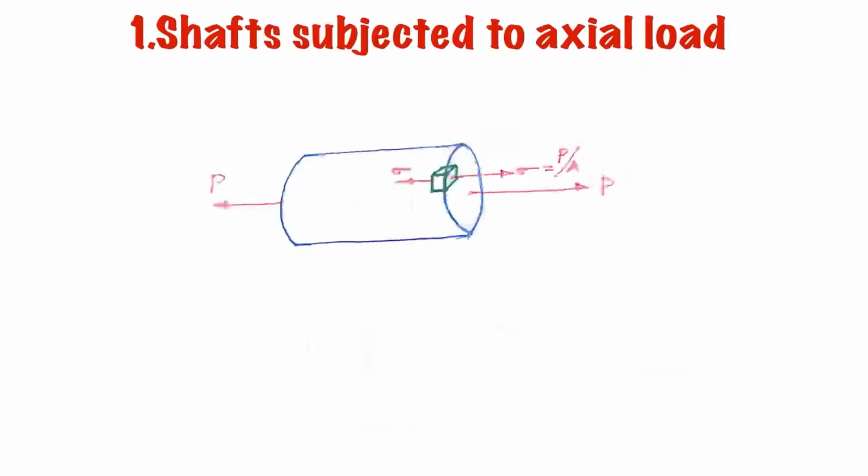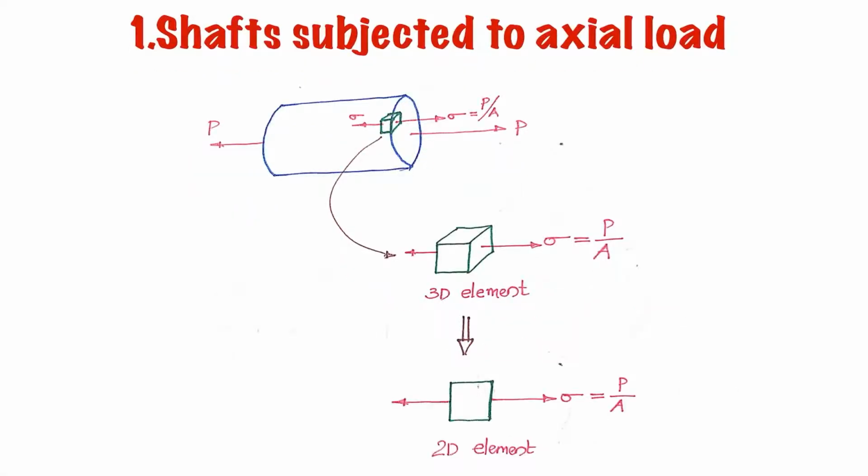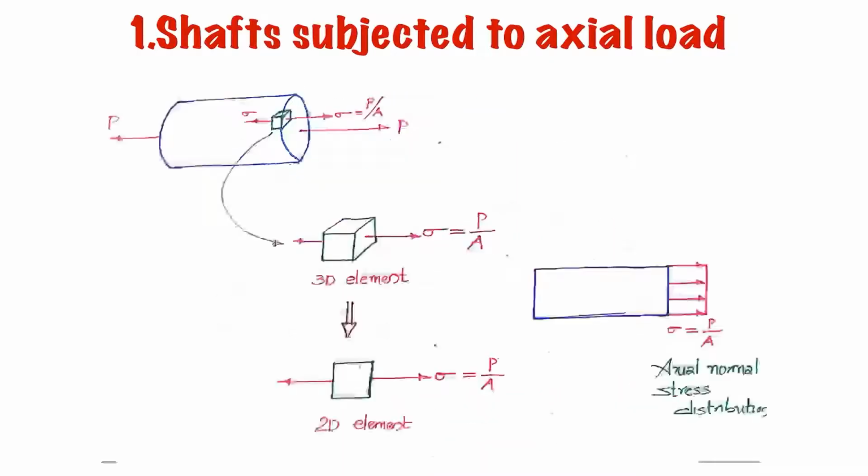So out of that, I am taking a 3D element within this cross section, where the member is subjected to load P and the element is subjected to stress P by A, which is axial normal stress. So I will be extracting this 3D element, which is shown here, and the stress is acting along a single direction only, which is given by sigma equal to P by A. For simplicity, I will be representing this 3D element by a 2D element where the stress is given. So you can have the stress distribution for a shaft subjected to axial load like this. So this is the axial normal stress distribution for a shaft subjected to the axial force or load, where the stress is uniform.